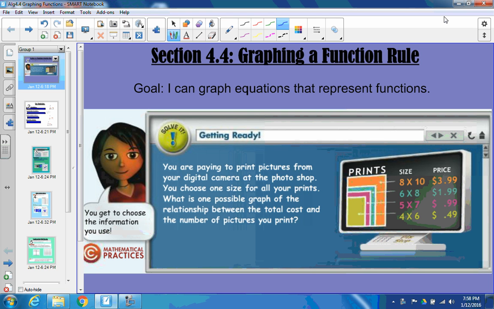So it's chapter 4, section 4, and the goal to focus on and to write down, to think about, and ultimately, in the end, we'll self-assess ourselves about, is I can graph equations that represent functions. So we're really focusing on the skill of graphing function equations.